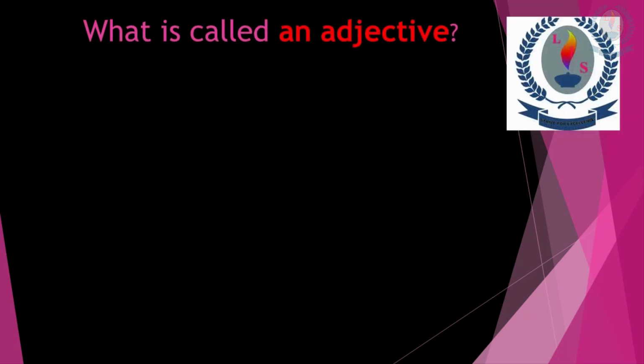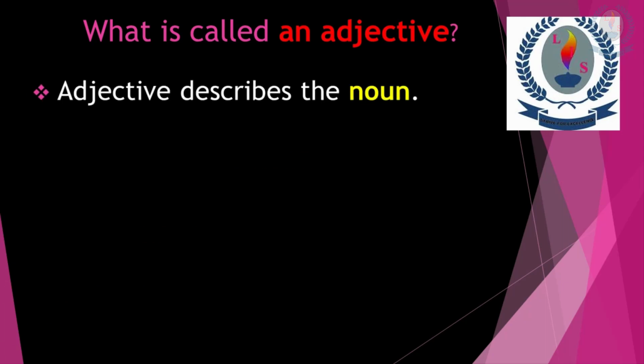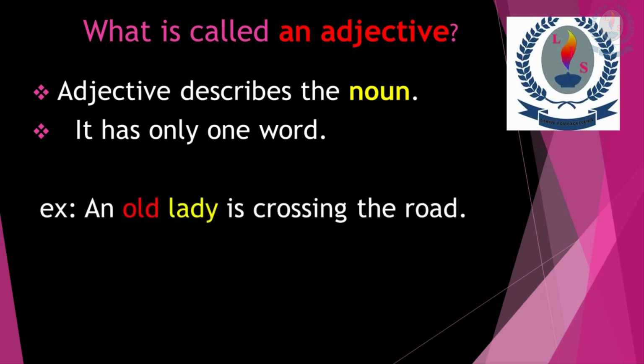We use an adjective in a sentence to describe the noun further. It has only a single word. That means only one word. Here I am going to describe the lady by using an adjective. Let's see. Can you read it louder? An old lady is crossing the road.